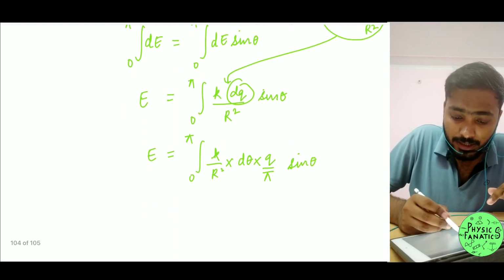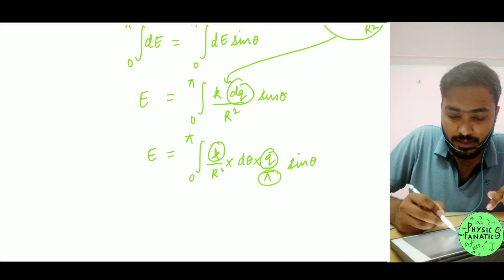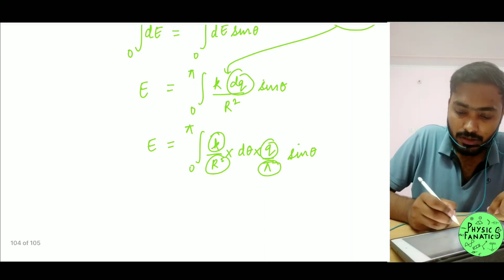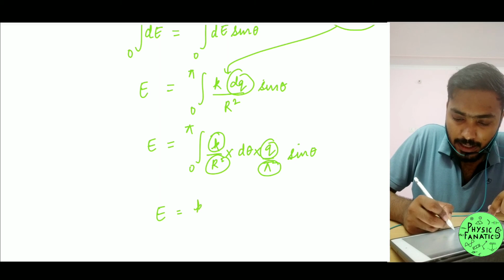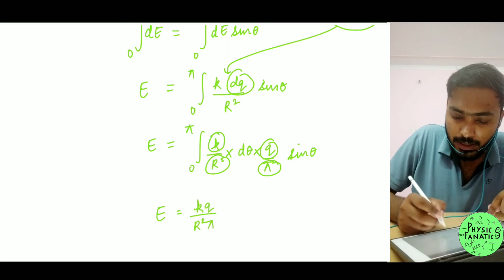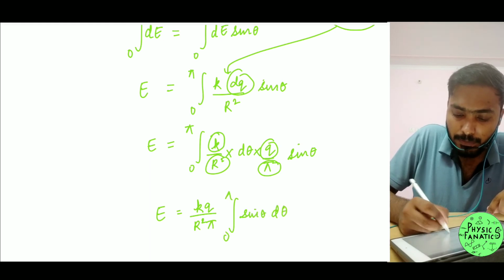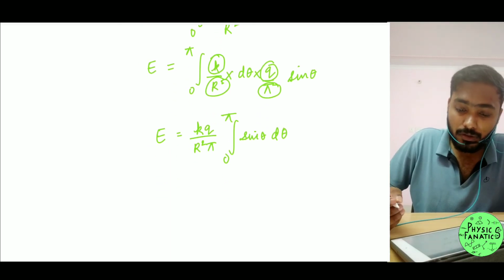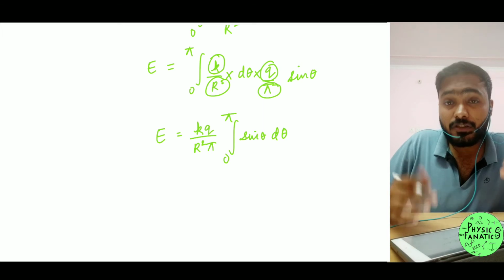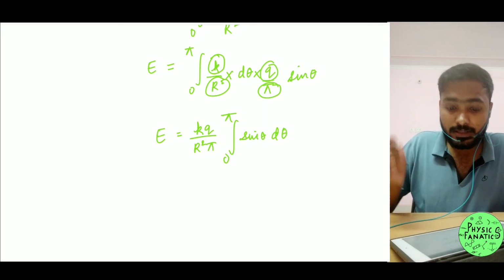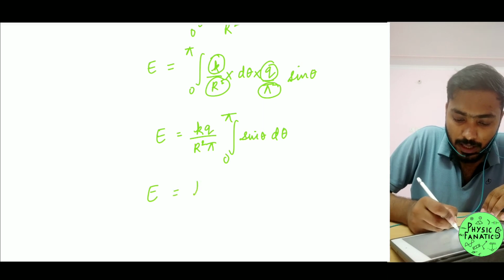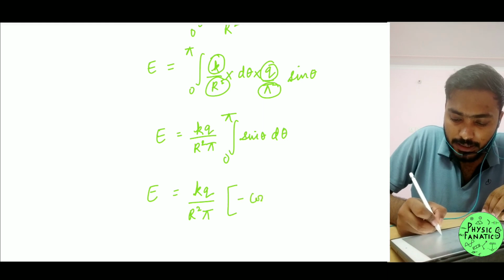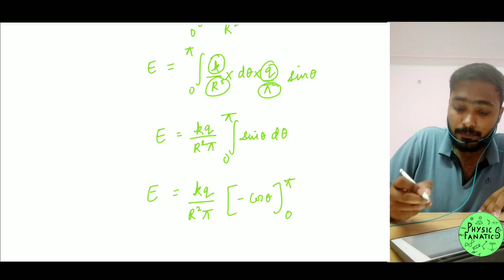You can see k is a constant term, q is a constant term, pi is a constant term, r square is a constant term, so they will come out of the integration. You'll be left with k q upon r square pi times the integral of sine theta d theta from 0 to pi. Now the integration of sine theta d theta is actually minus cos theta. For all those who do not know, the integration of sine theta d theta is minus cos theta. So E is equal to k q upon r square pi, times minus cos theta, with limits 0 to pi, right?